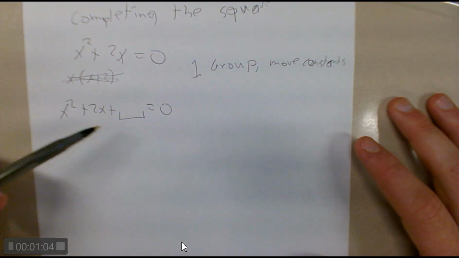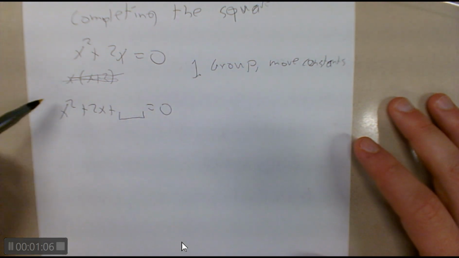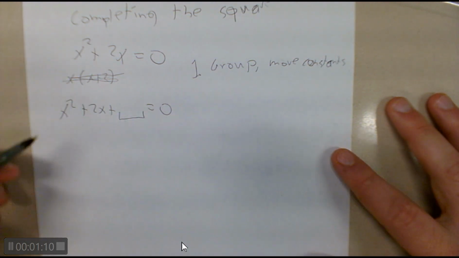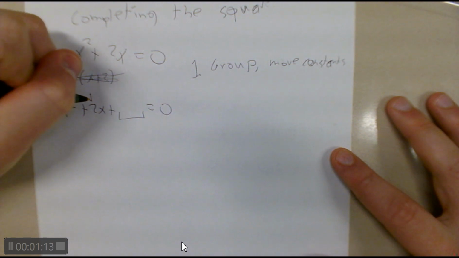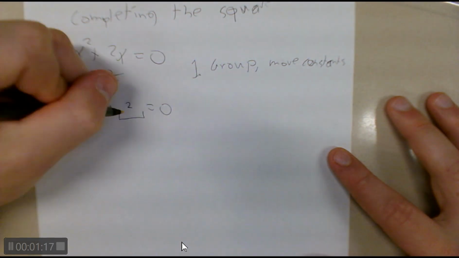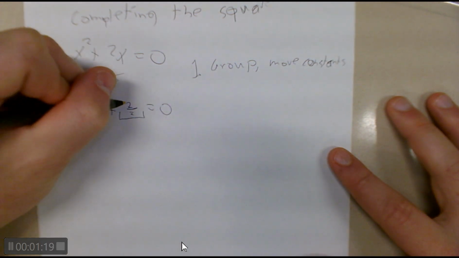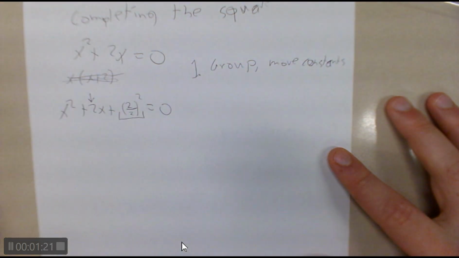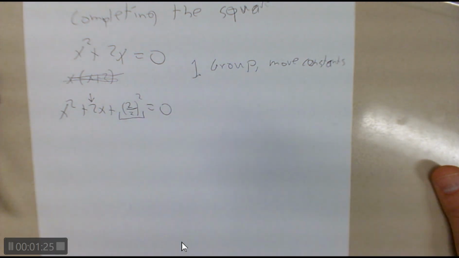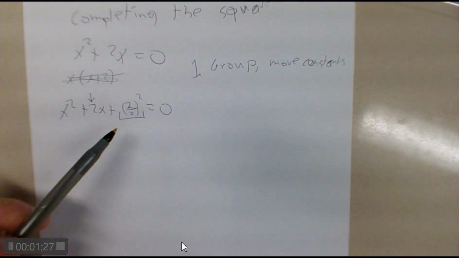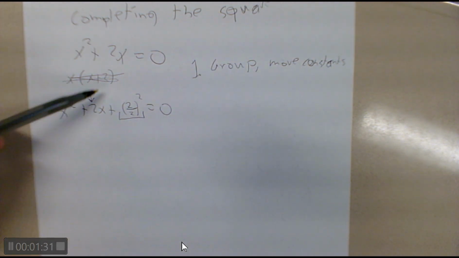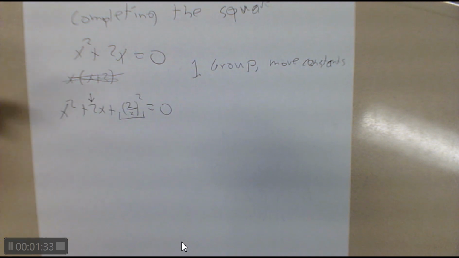And what we're going to do is add something into that space to make it where we're going to be able to factor this, okay? And what we add is always going to be this term right here. We're going to take that term divided by 2, so take the term divided by 2 and square it, okay? That is always going to be what we do when we complete the square. We're going to take this term here, divided by 2, and square it.